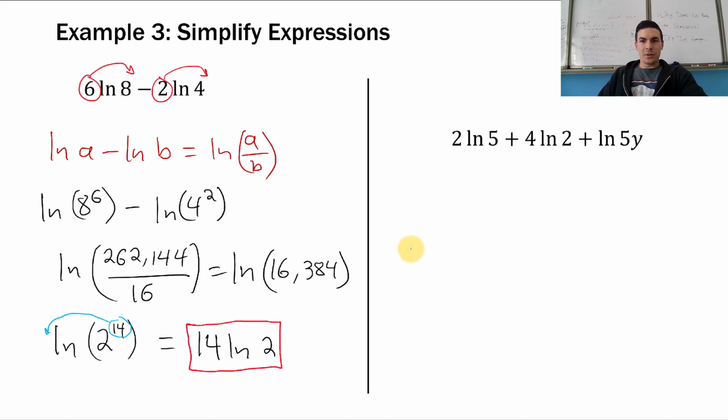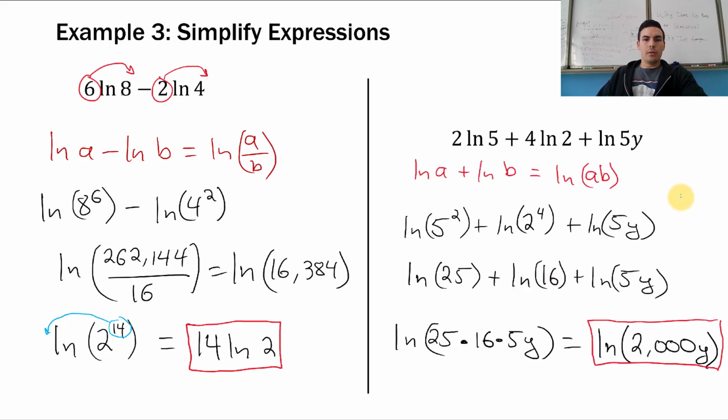Okay, go ahead and pause. Go ahead and pause and try to simplify this expression here, again using some of our logarithmic properties from previous videos. Okay, hopefully this is what you got: natural log of 2000y. Go ahead and check your work here, and we'll keep it moving.